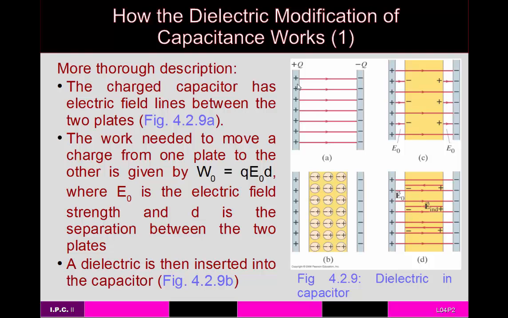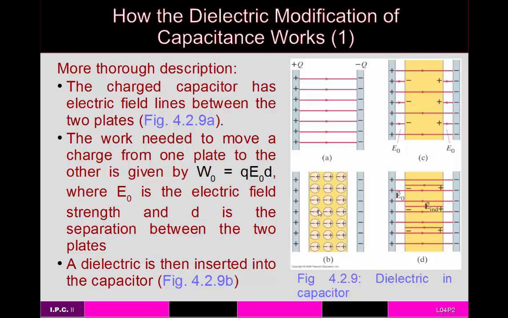Or in other words, the electric field will do some amount of work if it's a proton that you're moving from here to here. That work is done by whatever charge you have times whatever field strength this is times whatever distance is between the two plates. That's this equation here.